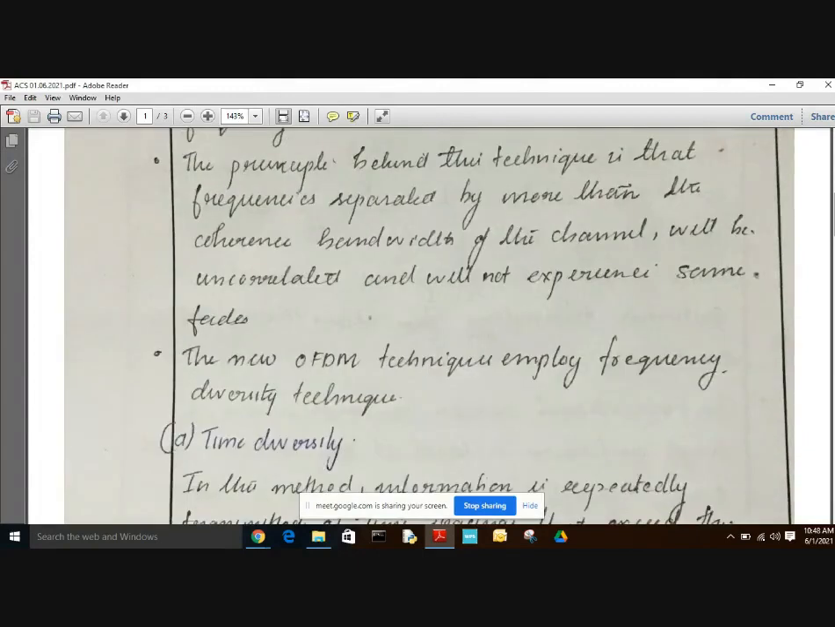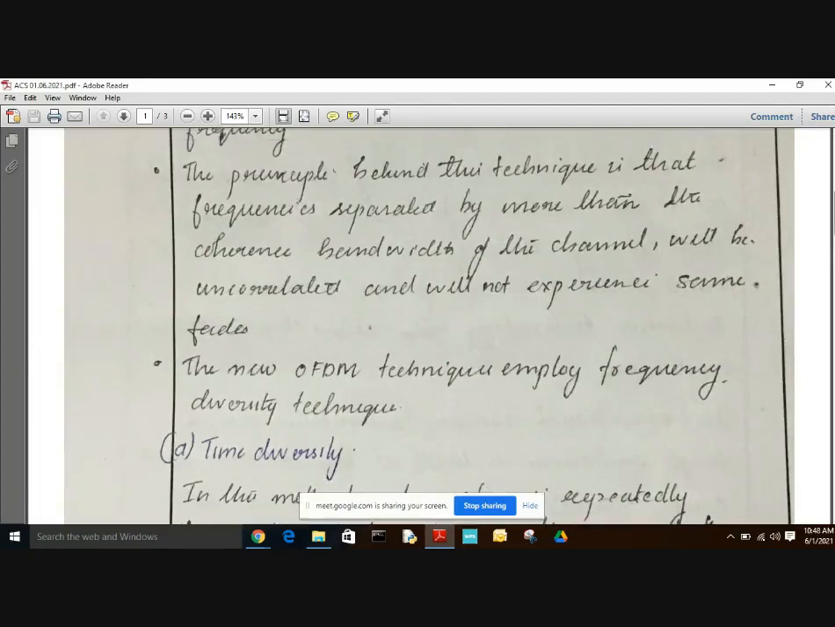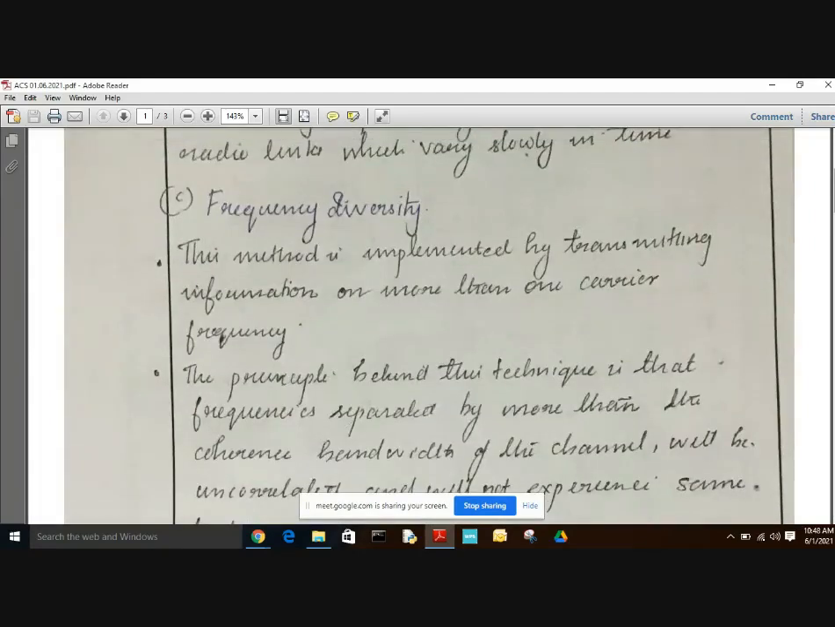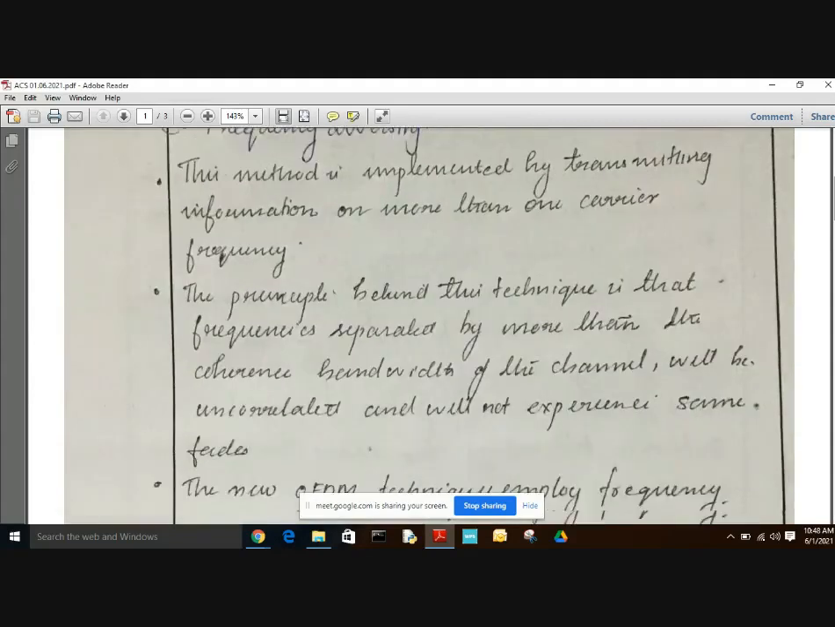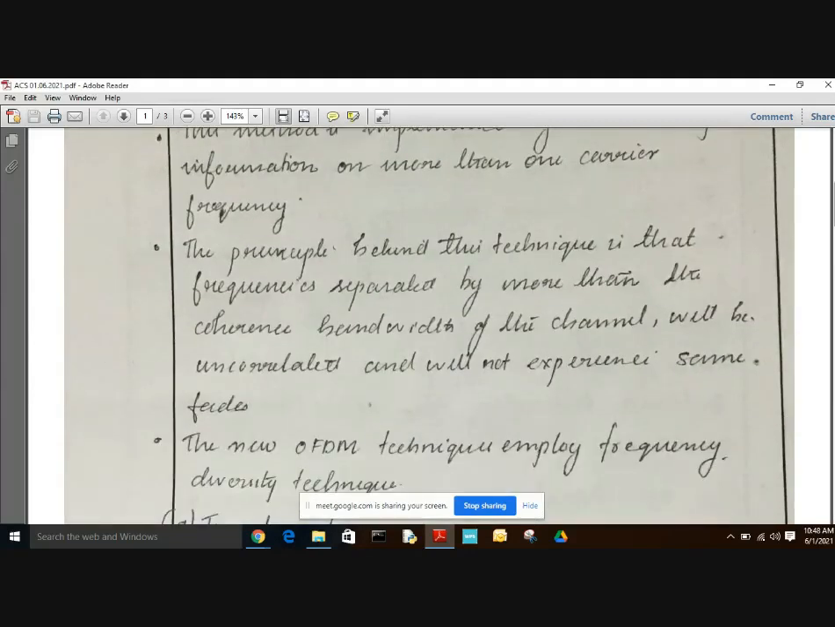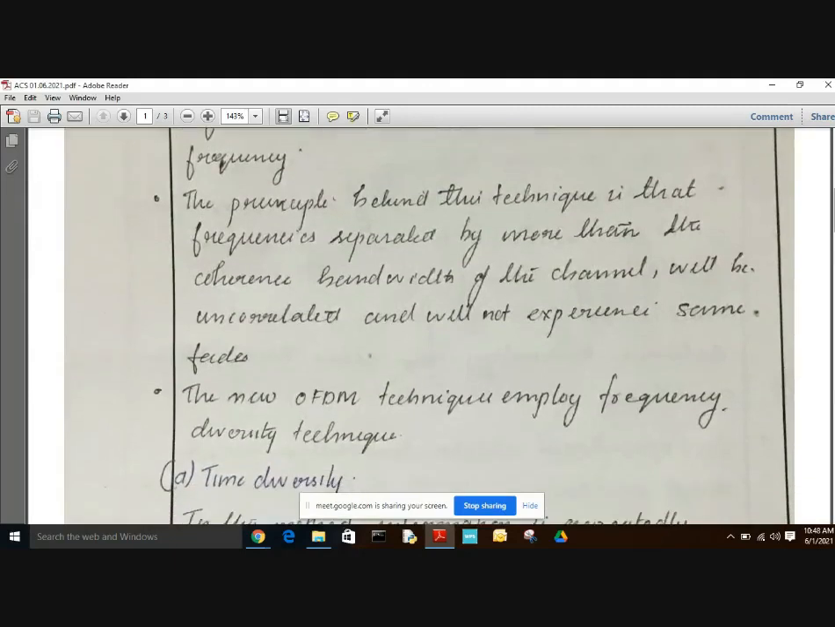In OFDM, that is orthogonal frequency division multiplexing, the technique employs frequency diversity. So this is about frequency diversity. The signal is transmitted on one or more carrier frequencies, and frequencies separated by more than one coherence bandwidth of the channel will be uncorrelated and will not experience the same fade. Fading will be different, and the OFDM technique employs frequency diversity.